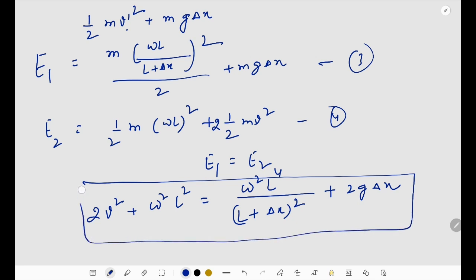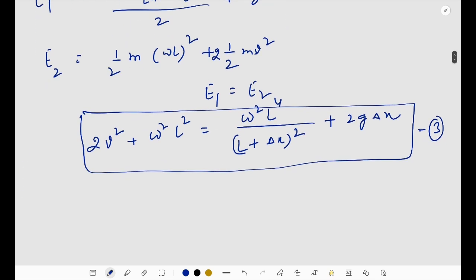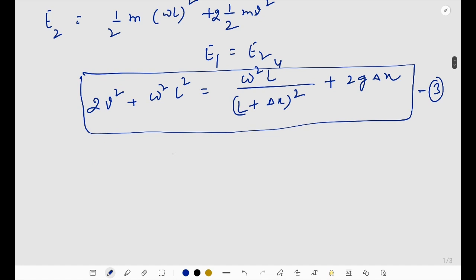This is one equation we will get from mechanical energy conservation. This is equation number 3 simply. This is the principle of conservation of mechanical energy equation. But we need to work on something, that is delta x is very much smaller than L. That means the fraction delta x by L is very much less than 1.